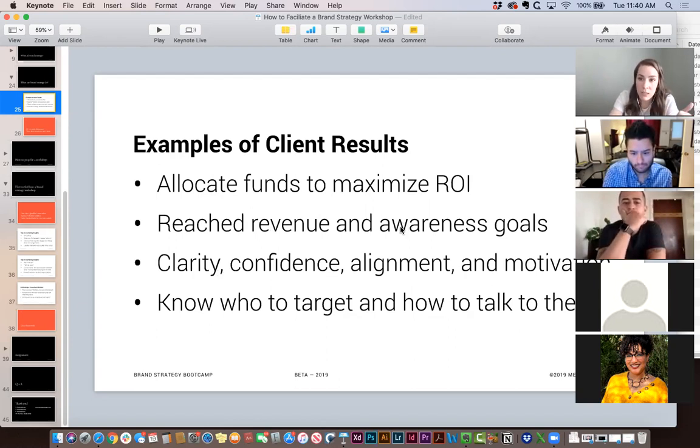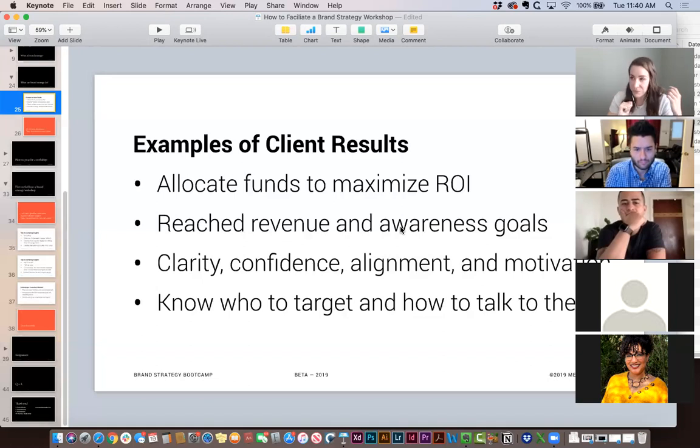The other thing that it does for clients, and this is more of an emotional thing, it produces clarity, focus, confidence, alignment among their teams, and motivation. The cool part about this is, if done right, if your clients are in a good emotional state from working with you and from getting this brand strategy, they will be motivated to put it into practice.